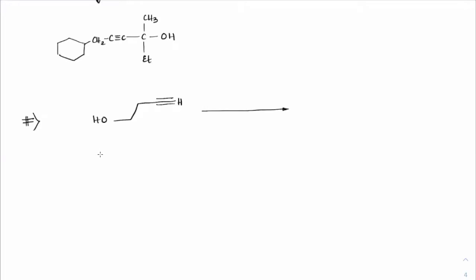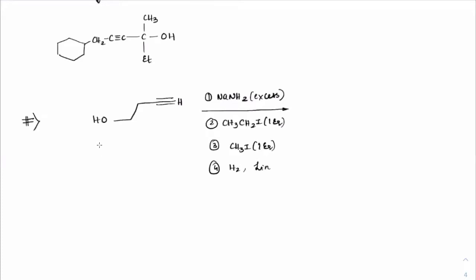And the question was given as: first, NaNH2 excess. Second, CH3CH2I of one equivalent. Third, CH3I of one equivalent. Fourth, H2 with Lindlar's catalyst. So we have to choose the final product.